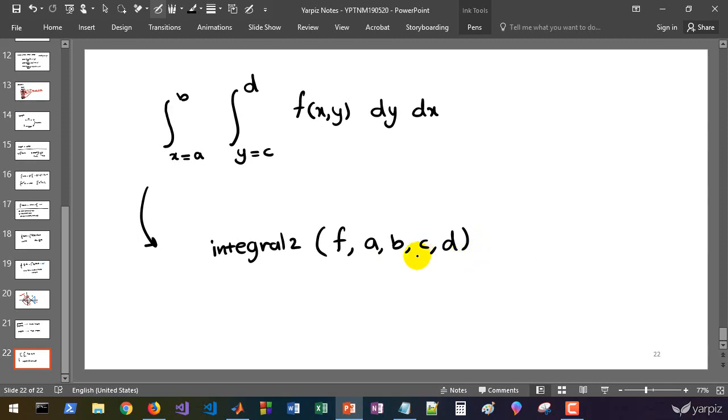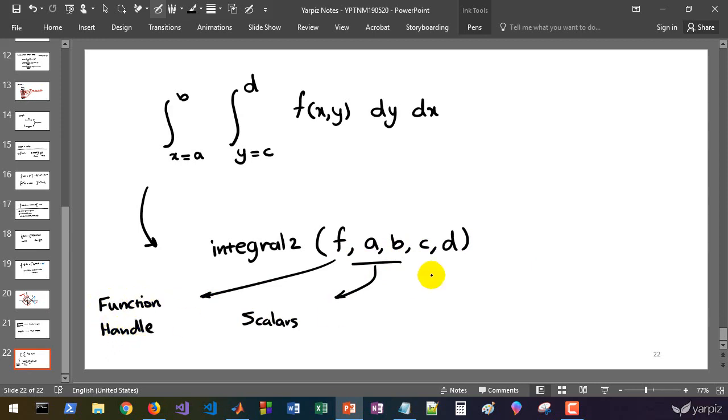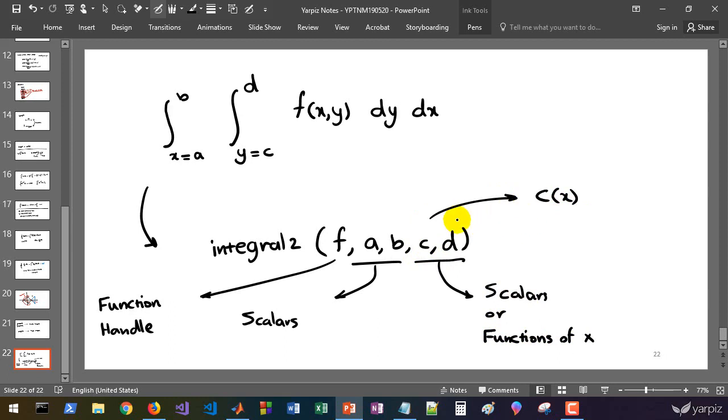Remember that a and b are scalars, they are numbers, and this is a function handle, and these are either scalars or functions of x. So, for example, we can define c as a function handle with a single variable, and that variable is x. So we might define this as c of x or define this as d of x, and they are independent. One of or both or none of these limits can be scalars or function handles. So that's very similar to the single integral we discussed in the previous session.